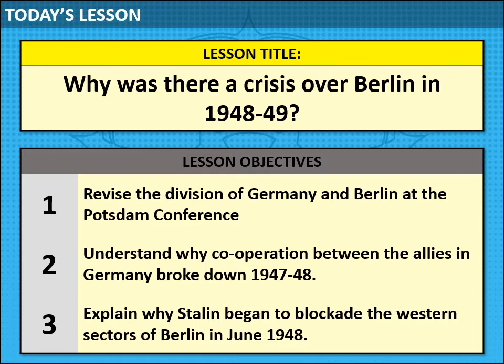We'll look at why cooperation between the Allies broke down over the issue of Germany, and we'll look at why Stalin began to blockade the western sectors of Berlin in June 1948.